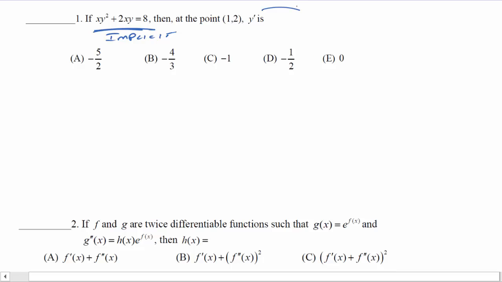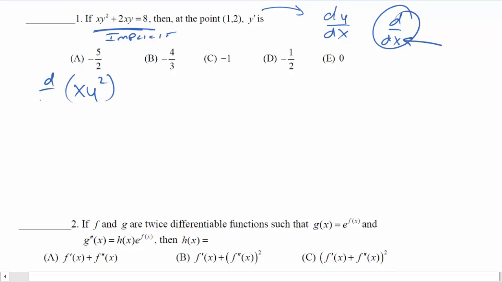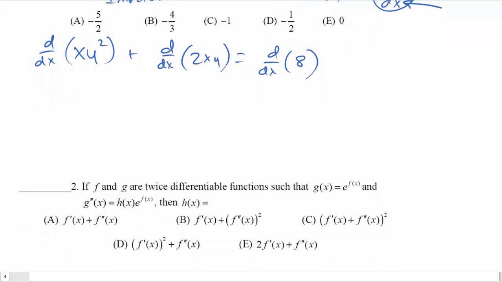Well, instead of y prime, we try to think about it as dy dx. So we're taking the derivative in terms of x. So if I look at xy squared, I want to take the derivative of that in terms of x. I want to take the derivative of 2xy in terms of x, and I want to take the derivative of 8 in terms of x.